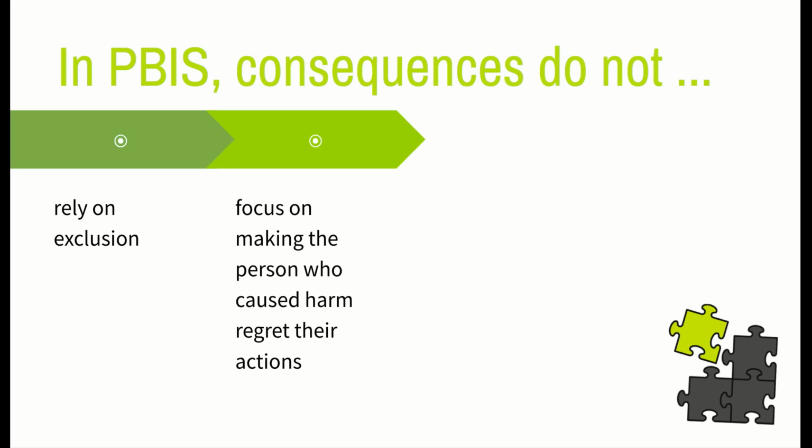The point behind disciplinary consequences in a PBIS system is to reduce the likelihood that an inappropriate behavior will reoccur. Solely punitive or shame-based consequences, in which the goal is to shame the person who caused harm into feeling regret for their actions, are least likely to be effective in preventing future occurrences and are used less frequently, if at all.